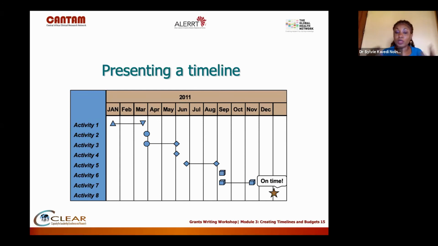Grants are not usually open. They usually have a very strict deadline. And by presenting your timeline, taking into consideration all of the activities and being realistic with how the work will be conducted and when it will be conducted over time, you give the reviewer confidence that you actually understand what needs to be done and what it takes to get it done. That's the timeline.